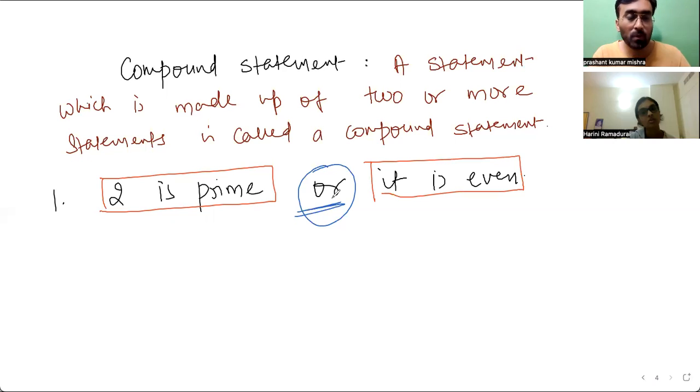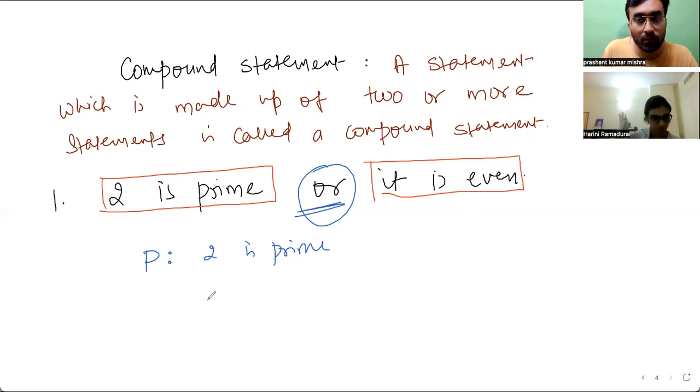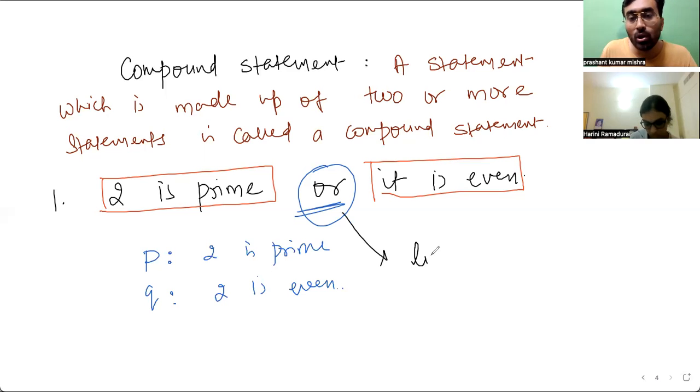So how do we write it? We write P as a component of this statement. "Or" means it can be either this or this. So you will write P as "2 is prime" and Q as "2 is even". And this is called a logical connector, which joins two statements.